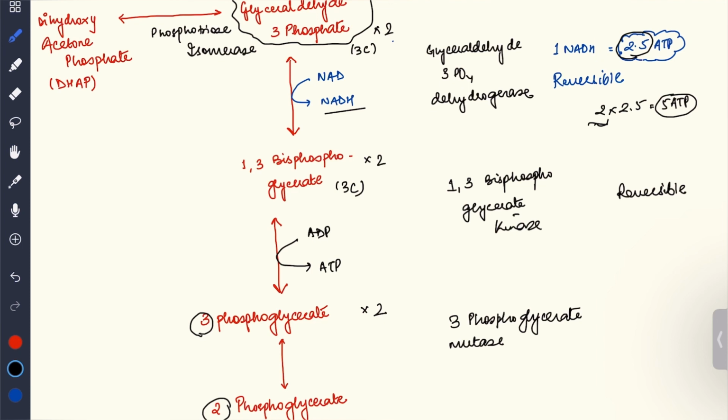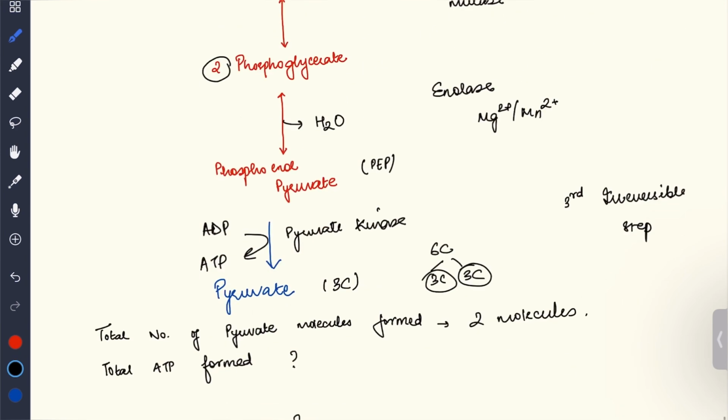And then how many ATP are being formed? Again, I have two molecules of 1,3-bisphosphoglycerate which is being converted into 3-phosphoglycerate. So I will again have 2 ATP here. So 5 plus 2, 7. And again I have one more 2 ATP, because again I have two compounds of phosphoenol pyruvate. So 5 plus 2 plus 2 equals 9 ATP which is being formed.